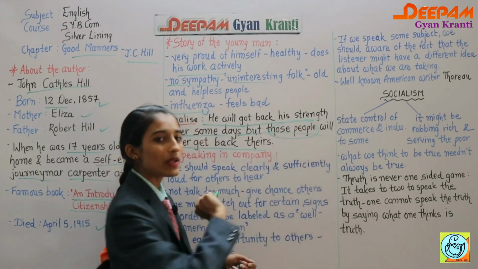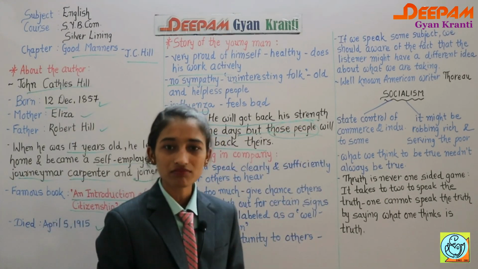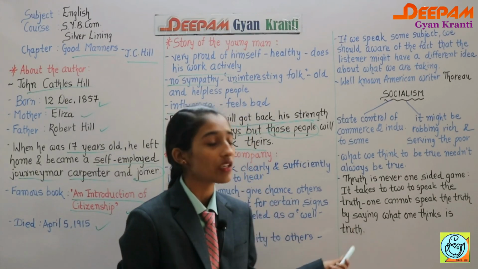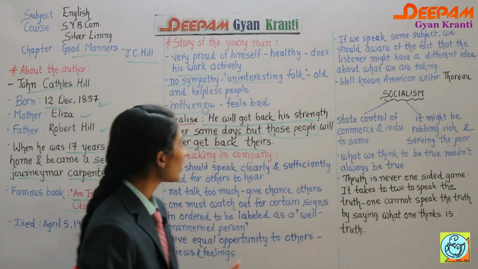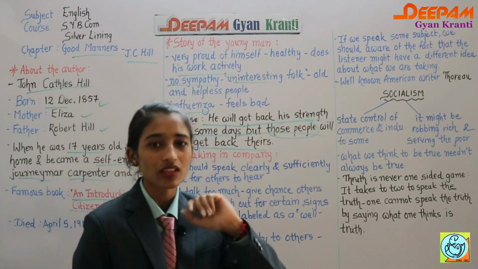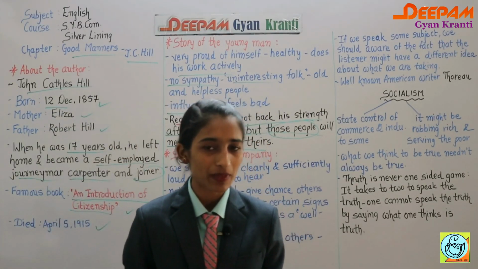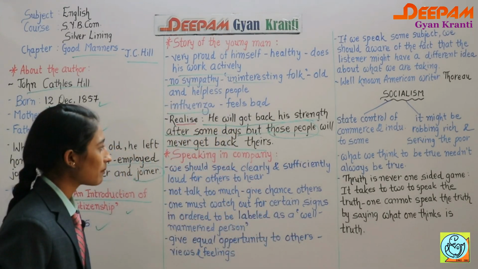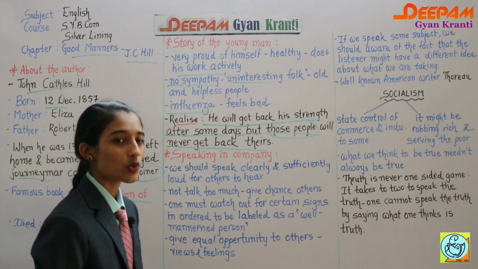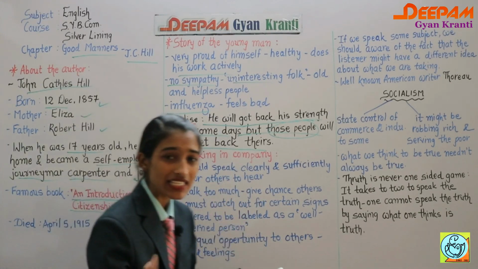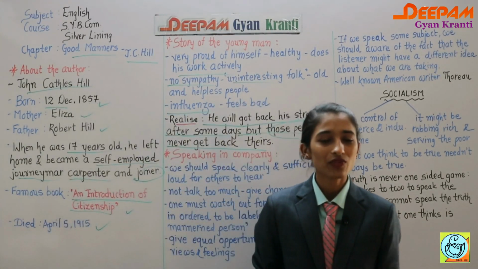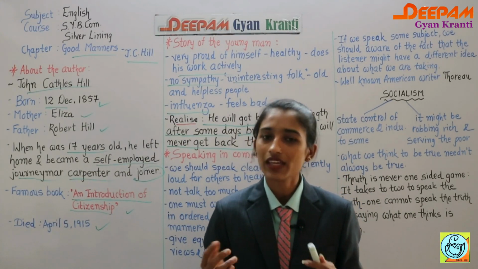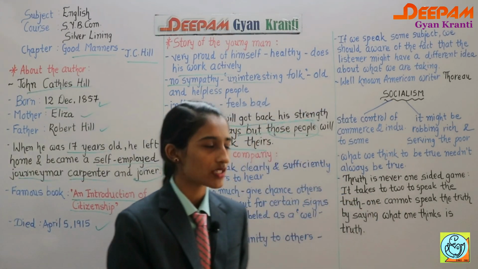Those old people, once they pass a certain age, will not recover very soon. So he realized that he would get back his strength very soon, but the old people, who are now very old, cannot get that energy back. That is the lesson we learn from this story, that we have to always help the old people, those who are very weak. So that is the small story.